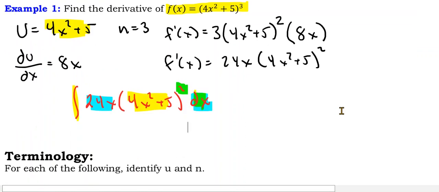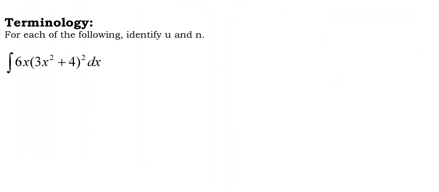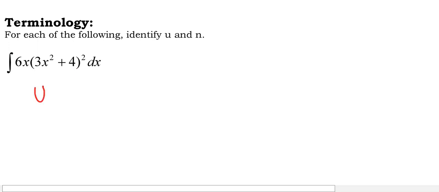First, let's just do a couple more problems where we have to identify u and n. So we want to find the antiderivative of this function. The first thing that's necessary is to identify that we have a composite function, and the inside function u would be 3x squared plus 4, and n is going to be equal to the exponent 2.